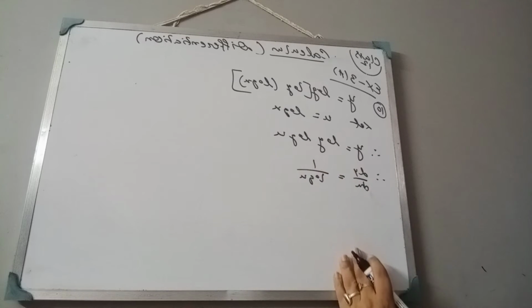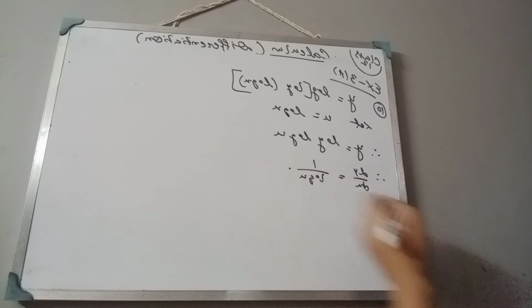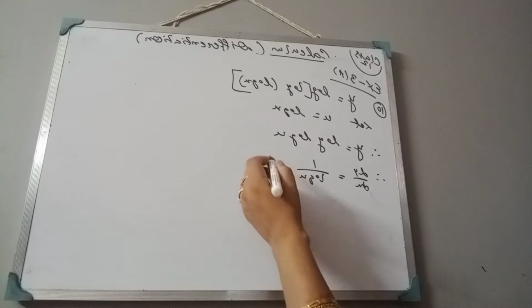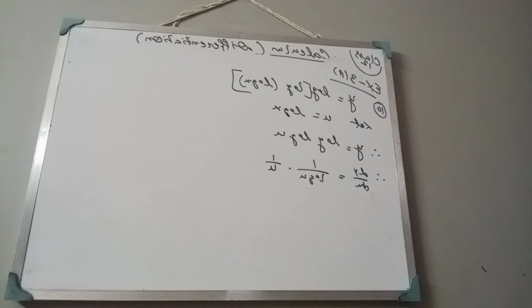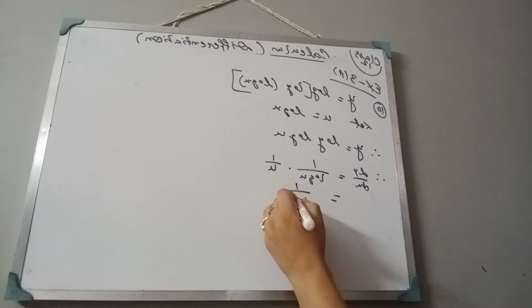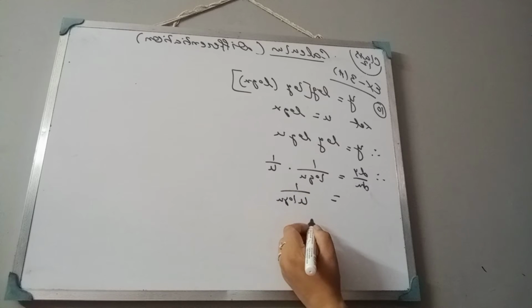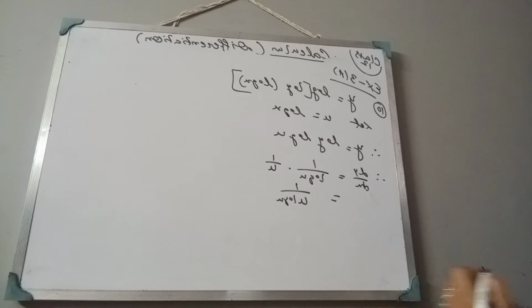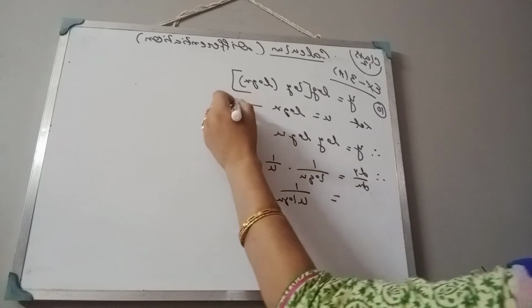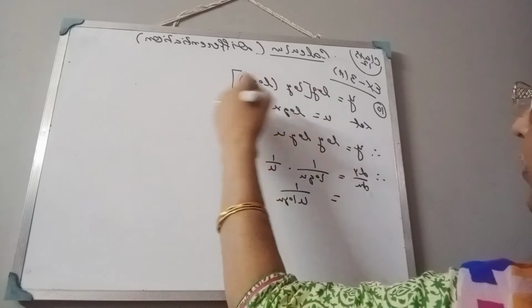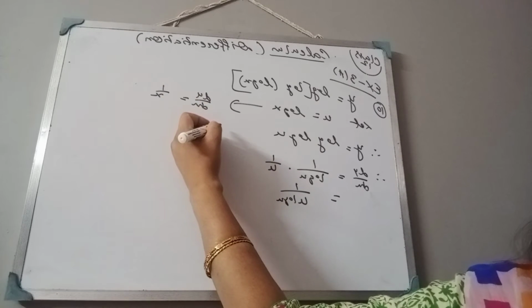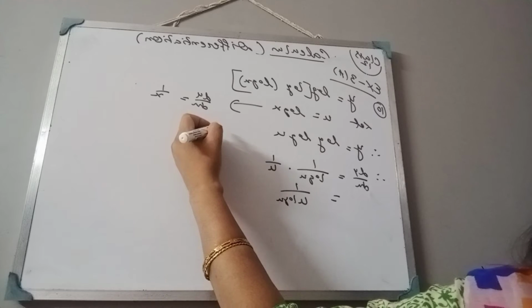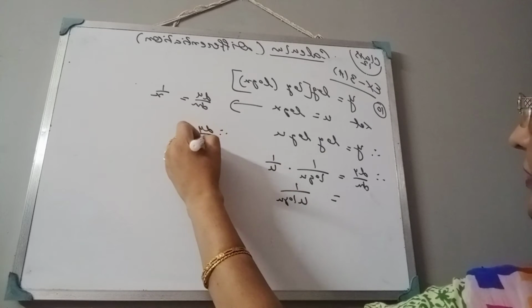By chain rule again we are doing 1 by log u into again 1 by u. Derivative of log u means 1 by u. So this is coming 1 by u log u. And from here we can write, u equals log x, so du/dx is equal to 1 by x.